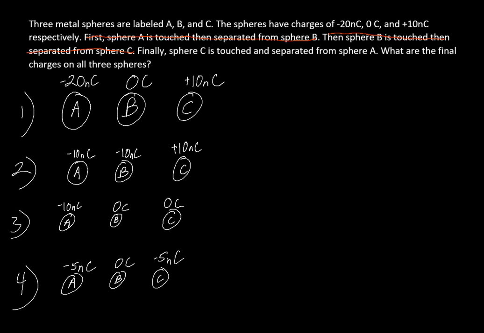We're figuring out what the final charges are on all three spheres. Well, A is at negative 5 nanocoulombs, B is neutral, so it's at 0 coulombs, and C is at negative 5 nanocoulombs as well. And that's the basics of how charge is transferred between things. You've got an excess of electrons on one of these, you've got a deficit of electrons, and as you touch them, they'll jump to wherever is easiest for them to go. Because these are metal spheres, they conduct very nicely, and it's very easy for those electrons to move between those objects.